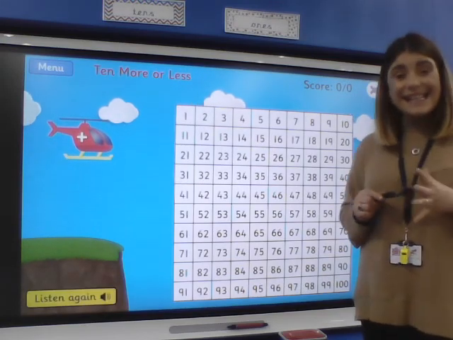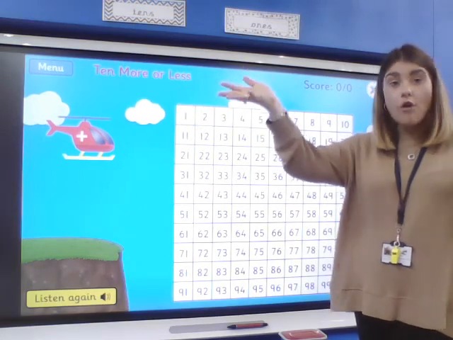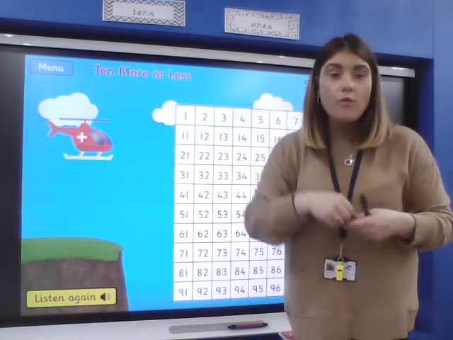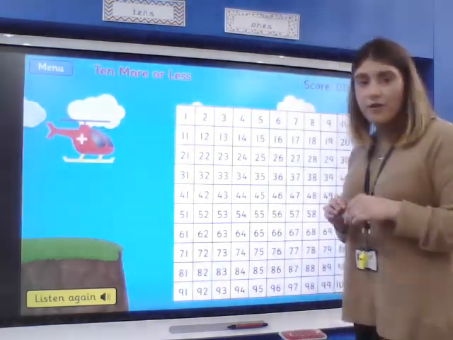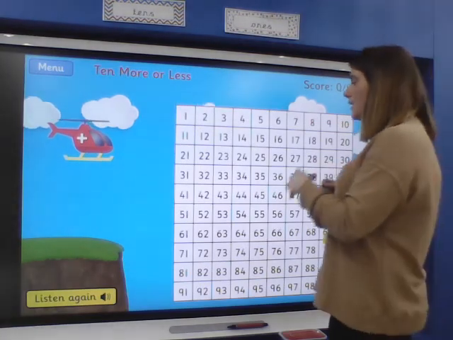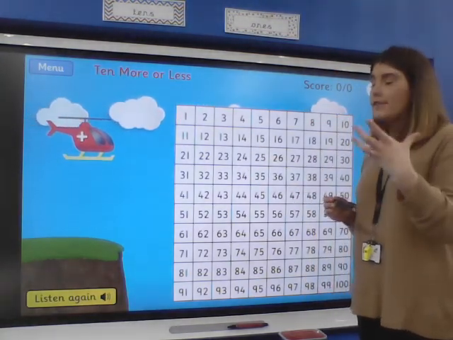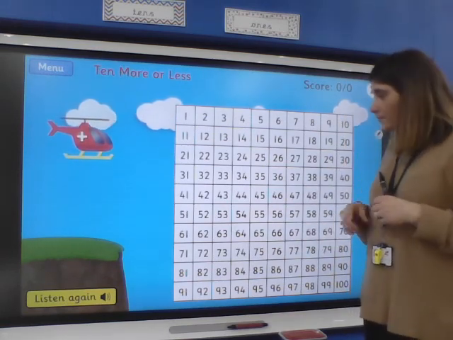So 10 less than 13. So remember, when we're finding more or less, 10 more or 10 less, if it's 10, the 10s changes and the 1s stays the same. So 10 less than 13. Now, I know that 13 has got 3 1s. So I know that my answer is going to have 3 1s in it. If you've got a 100 square, you can use this to help.